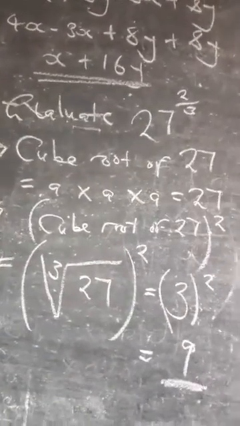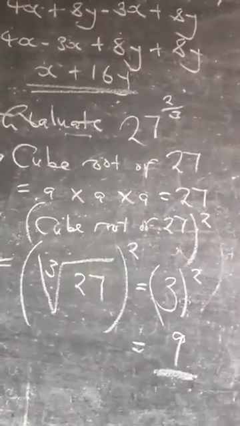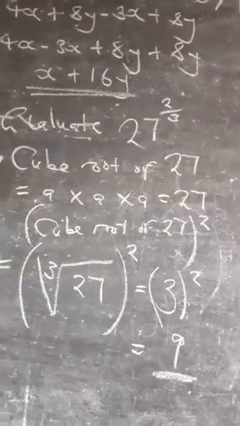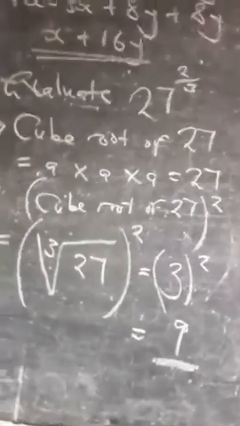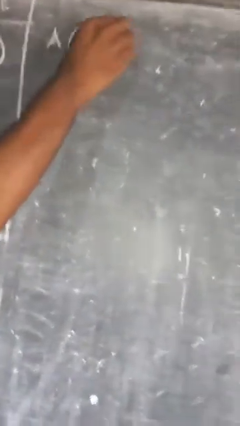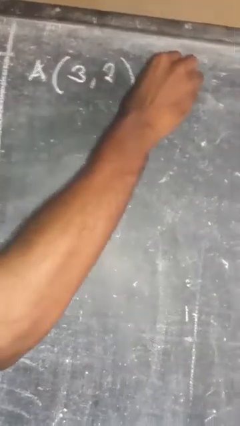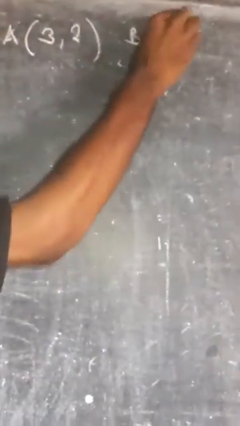Now, a straight line A (3, 2). So we go to the other side. So A is (3, 2). And B is (5, y).